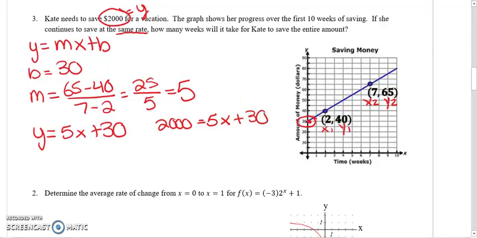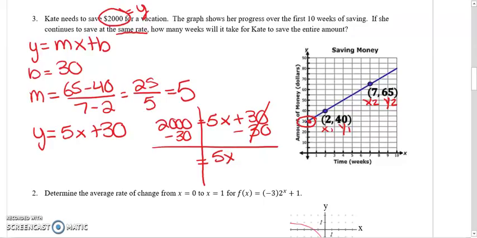Again, we're working to get x by itself. So first off, I'm going to get rid of the plus 30. Since I'm adding the 30, I'm actually going to do the opposite and subtract 30 from both sides of the equal sign. That eliminates, and I'm left with 5x equals 1,970. Last but not least, I'm left with 5x, so I'm going to divide both sides by 5.